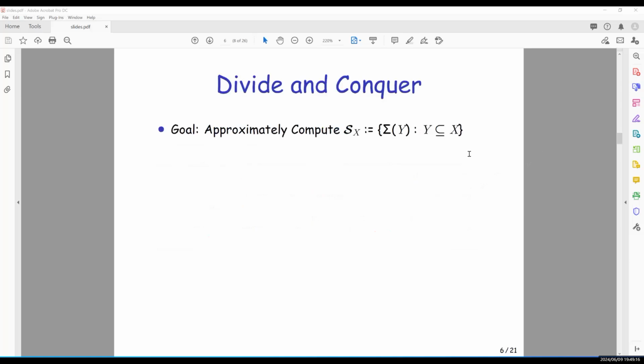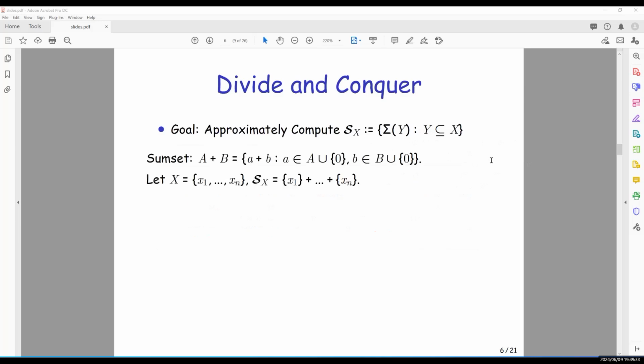Okay, so now let's start with the technical part. We will approximately compute S of X, which is the set of all subset sums. And then we will determine whether the target value T lies within this set. The whole computation will follow a general divide and conquer framework. To describe the framework, let us first define the sum set of two sets A and B. The sum set of A and B is defined as the set of sums of all possible pairs a and b. Using this definition, the set of all subset sums of X can be expressed as the sum set of n sets, {0, x1} plus {0, x2} and so on, till {0, xn}.